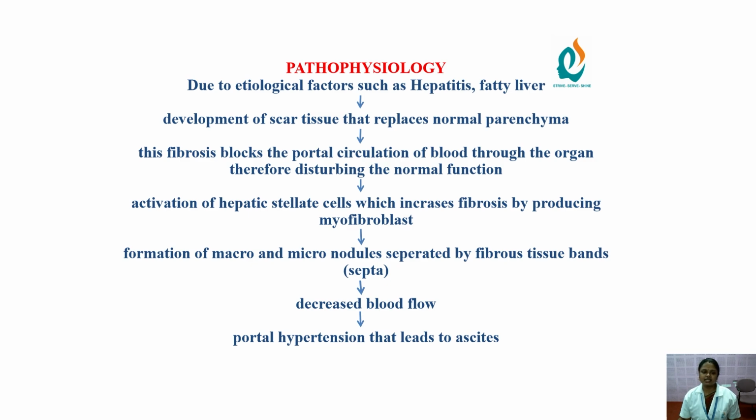So moving on to the pathophysiology. Due to etiological factors such as hepatitis or a fatty liver, scar tissue develops and replaces the normal parenchymal cells in the liver. This fibrosis blocks the portal circulation of blood through the organ, disturbing the normal function of the liver, and activating the hepatic stellate cells, which increase the fibrosis by the production of myofibroblasts. Formation of macro and micronodules separated by fibrous tissue bands that make septa leads to decreased blood flow, which leads to portal hypertension and then to ascites. So finally, liver cirrhosis will lead to ascites.